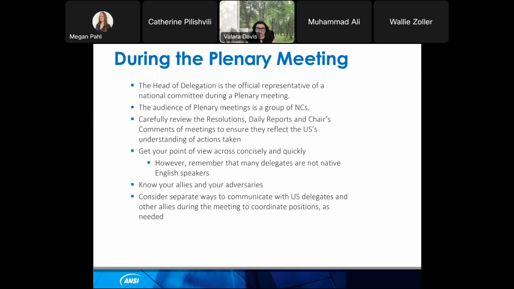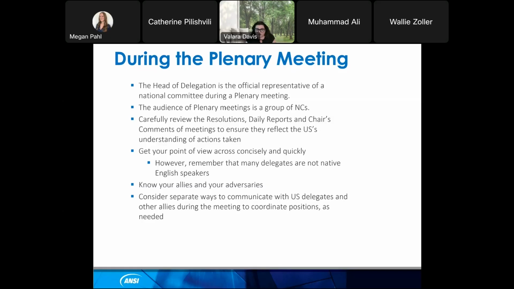But remember that many delegates are not native English speakers, so make sure that you're speaking slowly and that the audience is understanding your position. It's also important to consider who your allies and adversaries at the meeting are, who will be supporting your position or who will be challenging your position. So you can try to address them maybe prior to the meeting, or anticipate what their issues are to be able to respond.